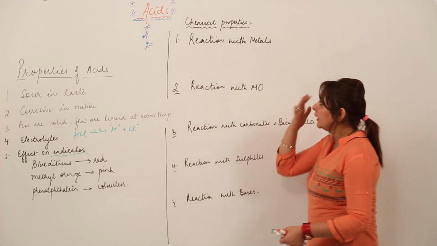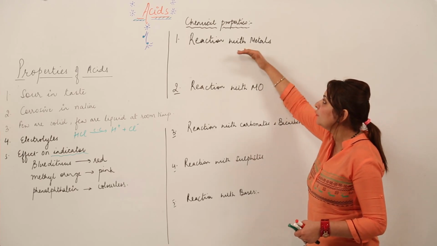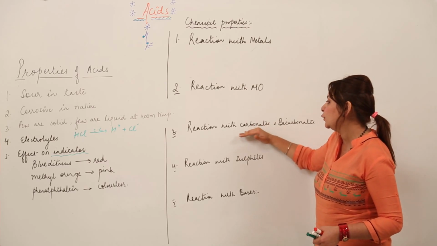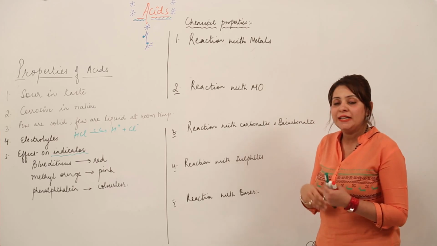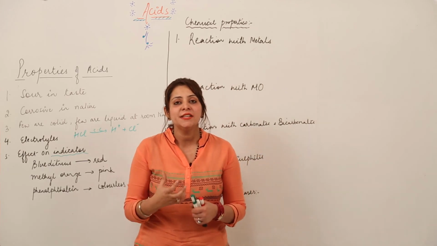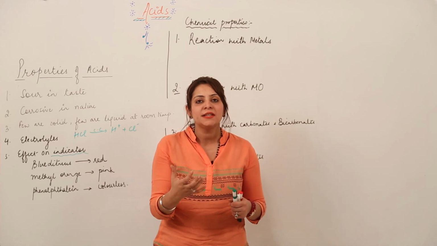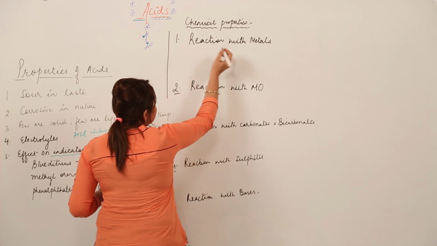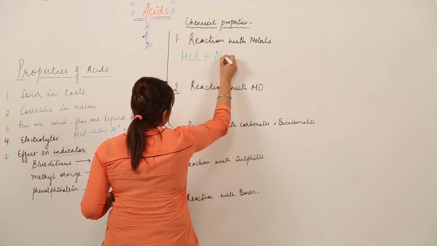Now coming to the chemical properties, we'll start with the reaction of acids with metals, reaction of acids with metal oxides, reaction of acids with carbonates and bicarbonates, reaction with sulfides, and reaction with bases. I'll state them with an example, and as you are familiar with valencies, you'll be able to do these reactions in a proper manner. I've told you that the basics of the chemical reaction are the same. So see the example: suppose I have an acid, say HCl, and I am adding a metal. Suppose I take the metal Na.